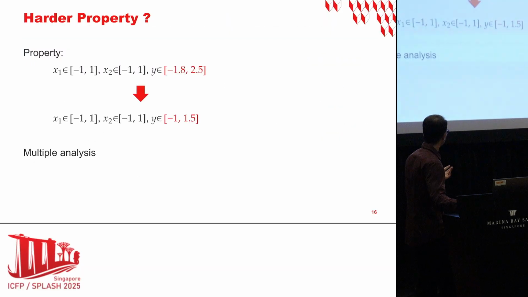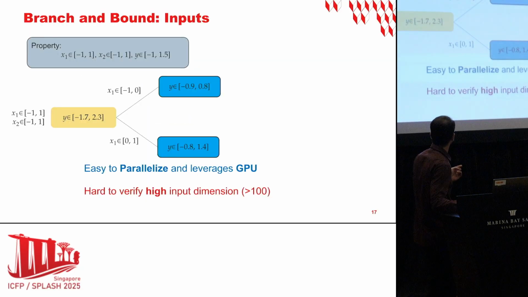But what if the property was harder? What if our abstract domains were not enough to prove the property? A simple thing to do is to perform multiple analyses to have tighter bounds. This is called branch and bound on inputs. So instead of taking between -1 and 1, you take the first one to be between -1 and 0. You prove that, and you do the same for the other part.